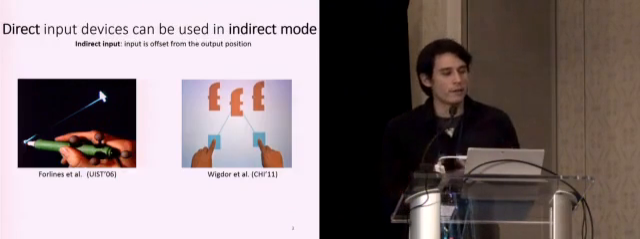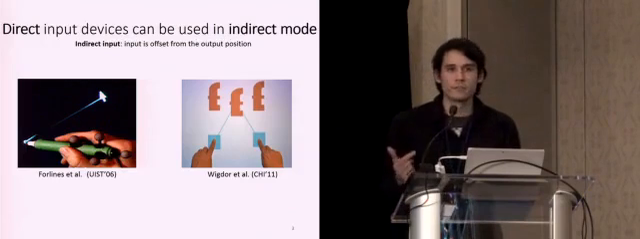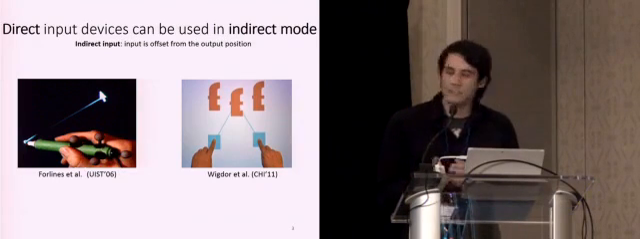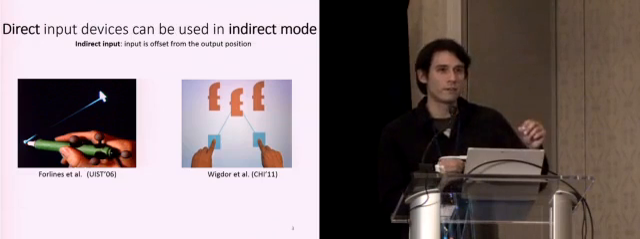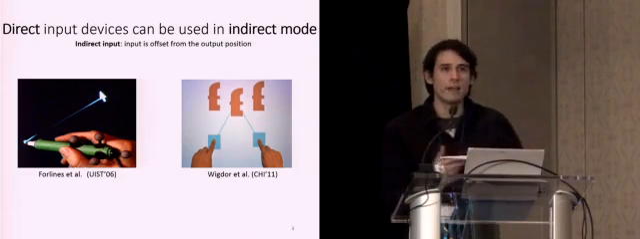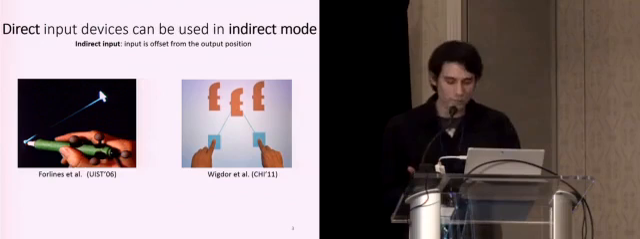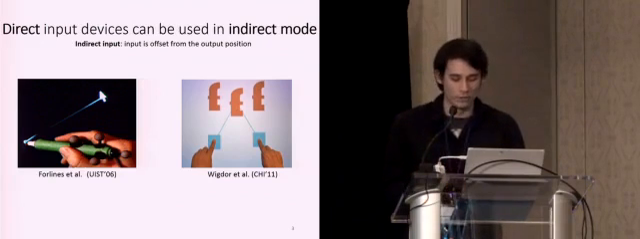However, it is also known that direct input devices can be used indirectly. For example, on the left side, you see a pen that is controlling a mouse cursor that is offset from the actual physical position. And on the right side, another example for multi-touch.